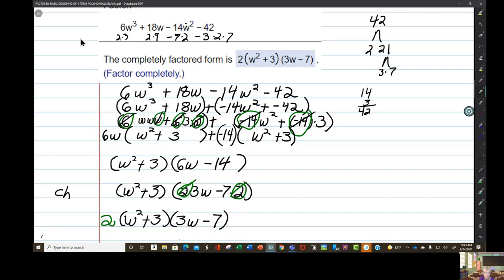Each of these terms has a positive 2. I could have pulled that 2 out to the front, and then I would have had 2 times 3w to the third plus 9w minus 7w squared minus 3 times 7, that would be minus 21. That would have been the problem we worked on, and it would have been a little bit easier, and we wouldn't have almost gotten caught with that happening at the end, because from the very beginning, 2 would have been brought out. That would have been the right way to do that.